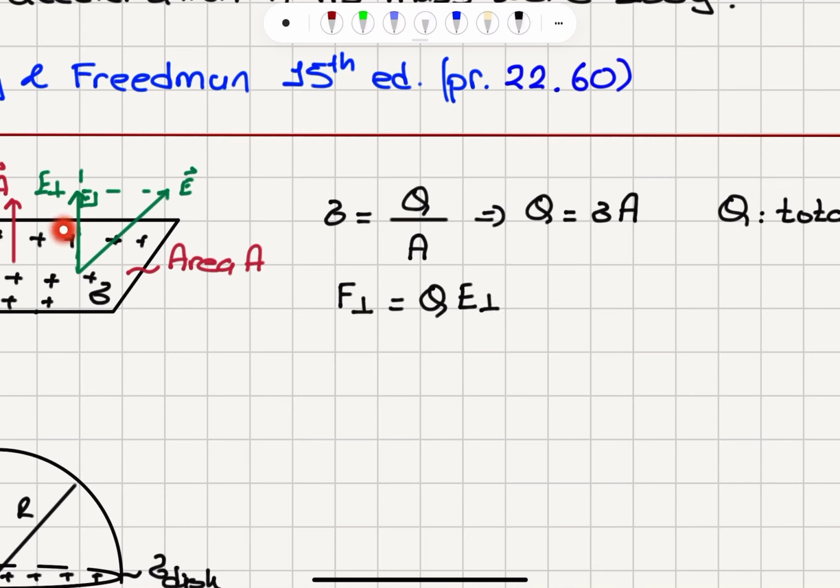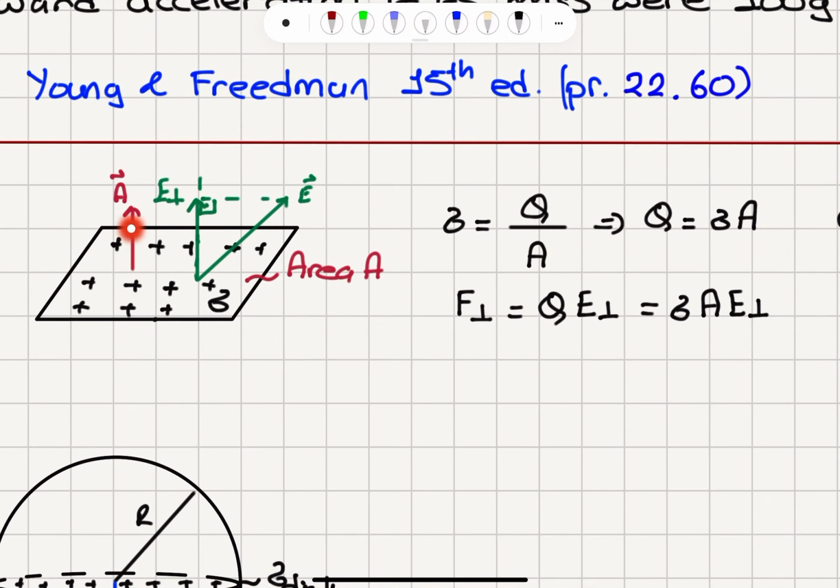The electric field created by this charge distribution will also be in the perpendicular direction. But this electric field we're talking about is an external electric field. Now this total charge Q is the charge density sigma multiplied by the surface area, and now multiplied by the perpendicular component of the electric field, I obtain the perpendicular force. But notice that the perpendicular component of the electric field and the area vector product is basically the external electric field vector dot product with the area vector.